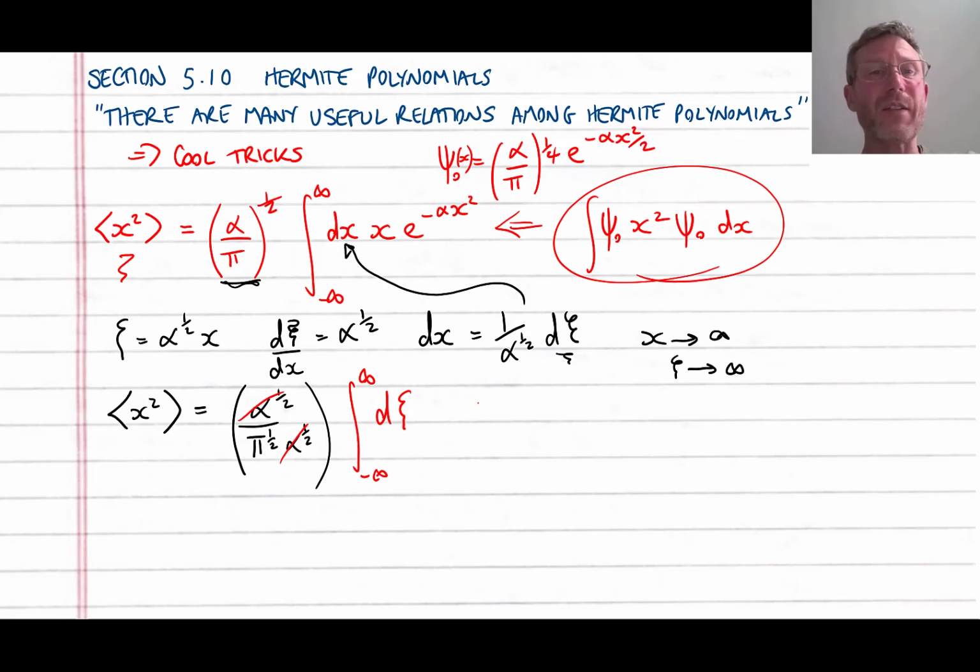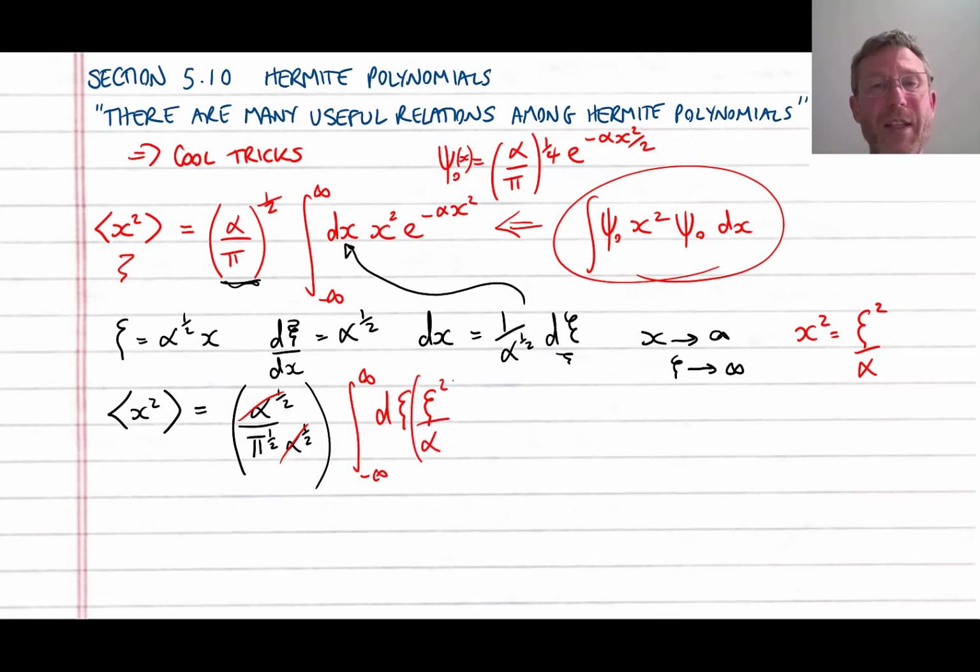I missed something out earlier. There was an x squared in here. So what is x squared? X squared is equal to xi squared over alpha. So we can replace our x squared with xi squared, and that's also going to be over alpha.